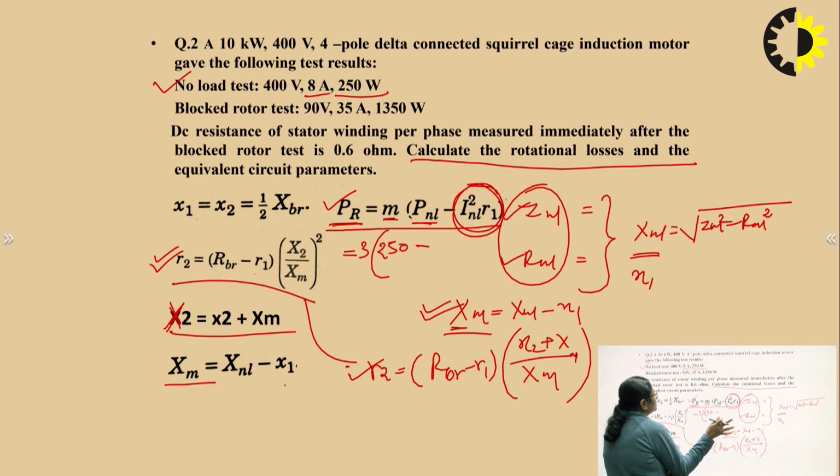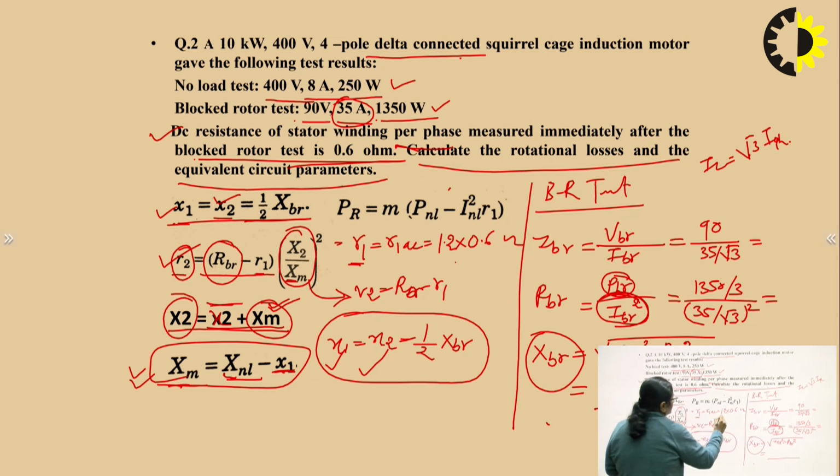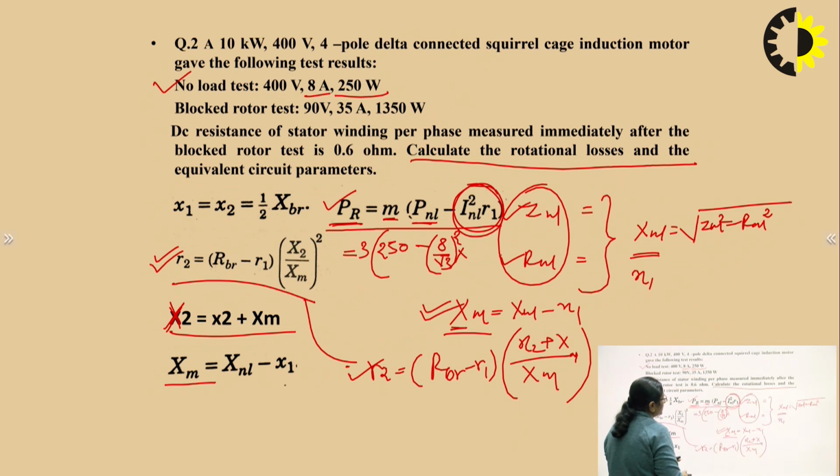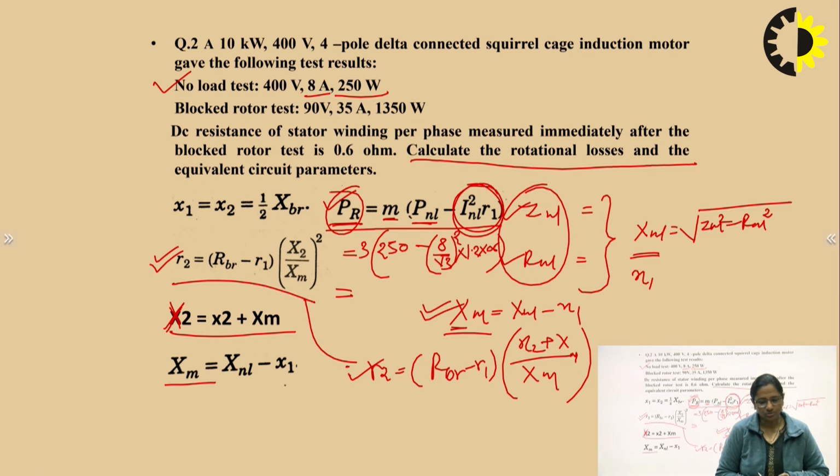It is the line value of current. The per phase current would be 8 divided by root 3. So INL square multiplied by resistance R1. R1 is calculated here. It is 1.2 into 0.6. So just substitute the value 1.2 into 0.6. This will give you the total rotational losses taking place in the machine under no load condition.